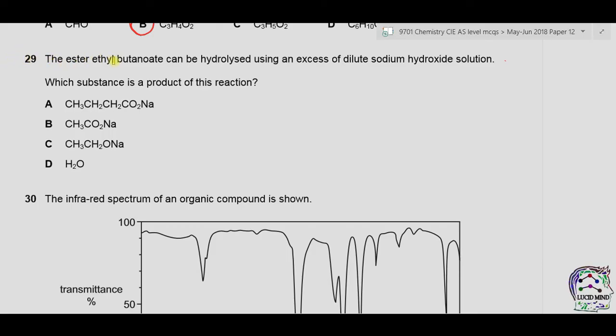Question 29. The ester ethyl butanoate can be hydrolyzed using an excess of dilute sodium hydroxide solution. Which substance is a product of this reaction? The ester is ethyl butanoate, so we have 4 carbon atoms on the carboxylic acid side and 2 carbon atoms as it is ethyl on the alcohol side. So this is the structure of ethyl butanoate. Now it is hydrolyzed using excess of dilute sodium hydroxide.